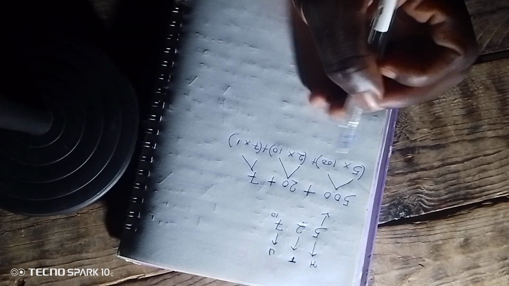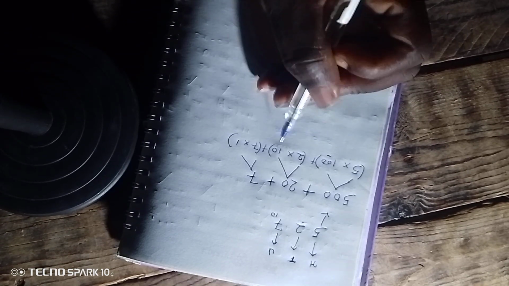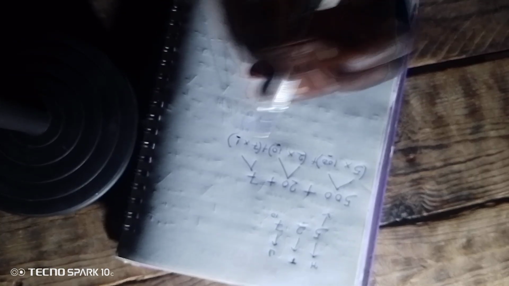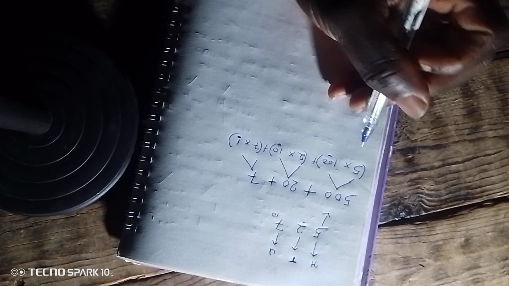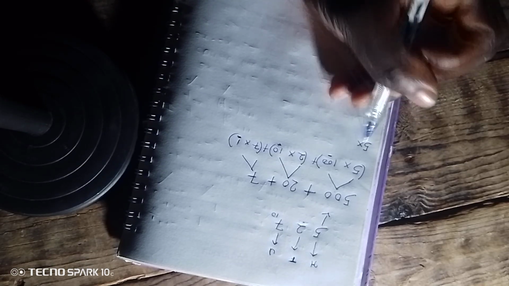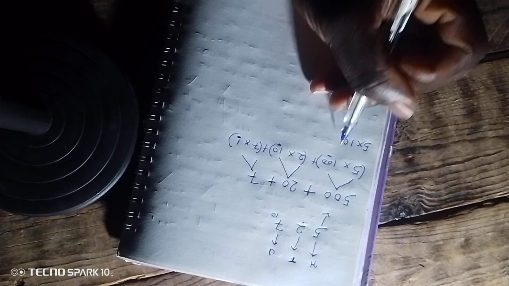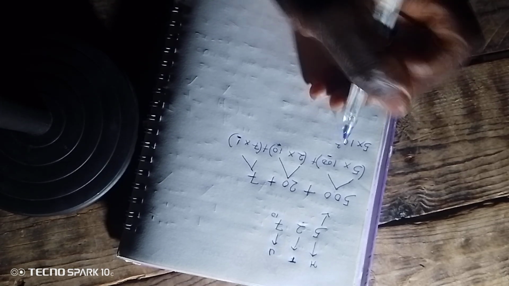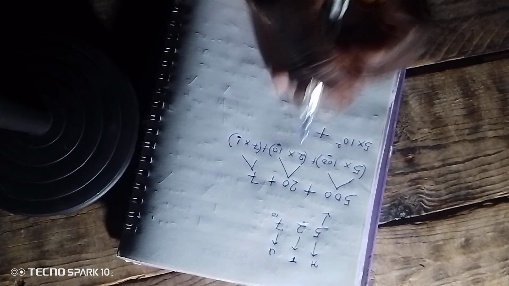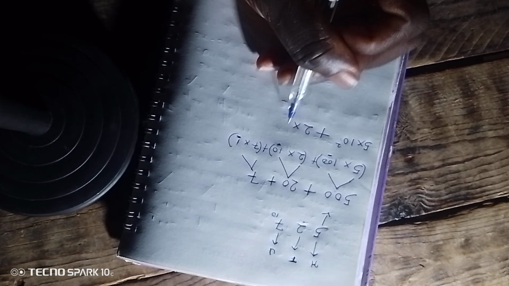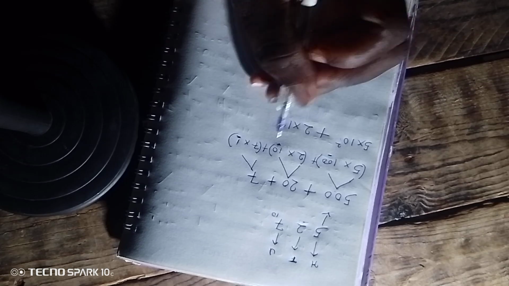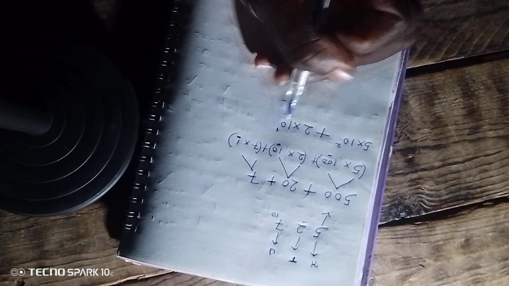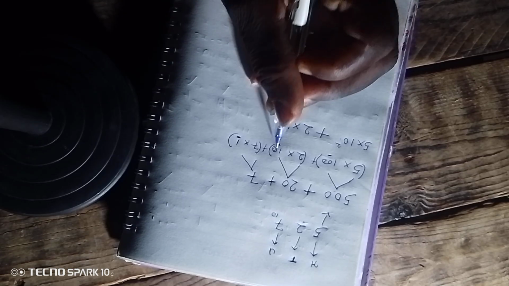Now, you see, each of these numbers that follow them, 100, 10, and 1, can be expressed as a power of 10. How? 5 times 100 is the same thing as 5 times 10 raised to power 2. That's 10 times 10 will give you 100. Plus 2 times 10, since this is just 10, it's the same as 10 raised to power 1. 10 raised to power 1 simply means 10.